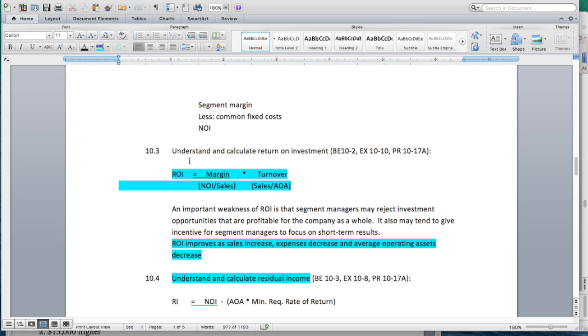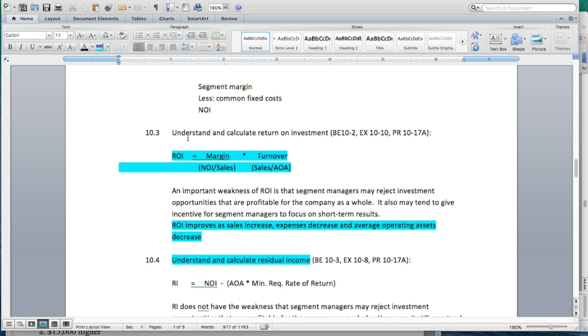For Chapter 10, it's probably my most favorite chapter in the whole book because it's very straightforward with ROI. Return on investment is net operating income over average operating assets. Just the formula is pretty straightforward. And then they'll ask you for ROI, and then they'll ask you for margin and turnover.